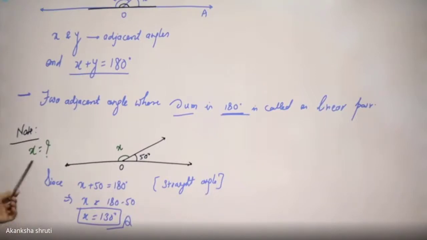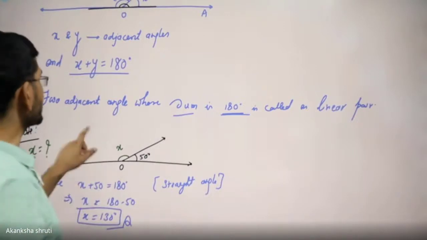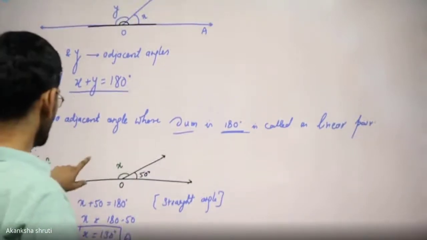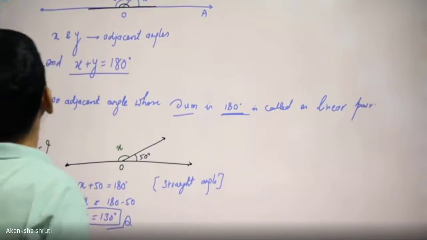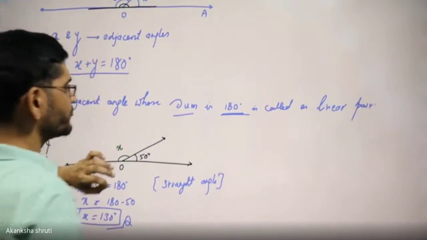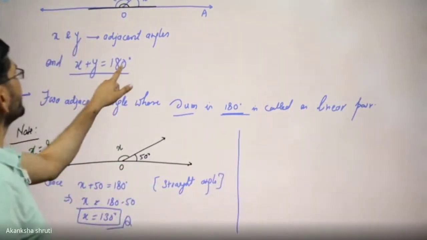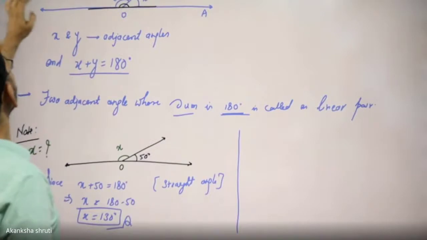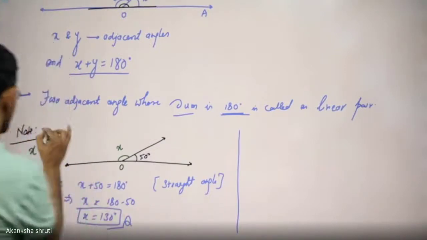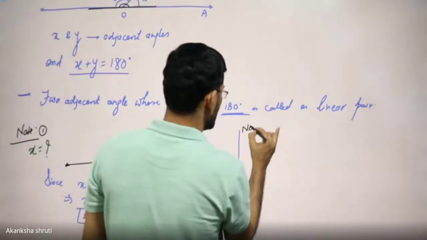So this is how, knowing one of the angles, the other angle can be calculated. So students, how is the other angle calculated? For the linear pair, if one angle is theta, then the other angle will be 180 minus theta. So this was note 1. Write down note 2.